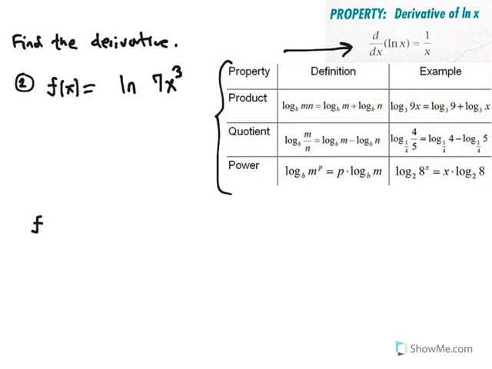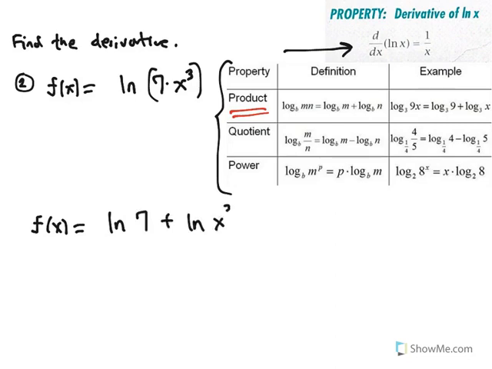We're going to begin by using pre-calculus to rewrite our function. So what you should see here is that you have natural log of 7x cubed. So you have natural log of 7 times x cubed. So you see that you have natural log of a product. So we're going to use the product property and rewrite our function f as the natural log of 7 plus the natural log of x cubed.